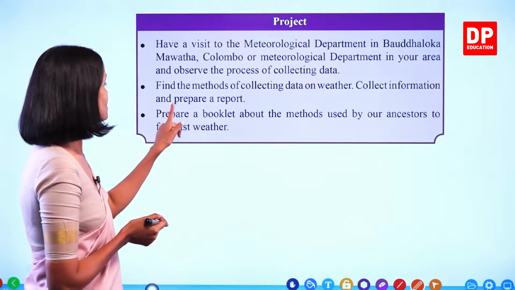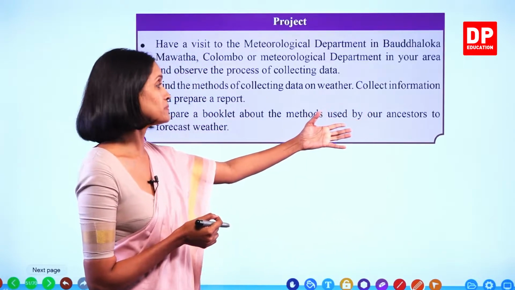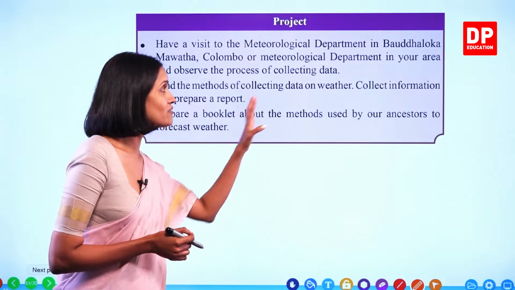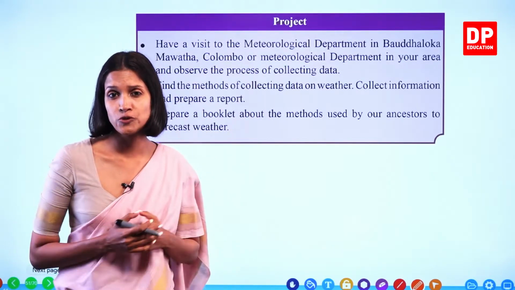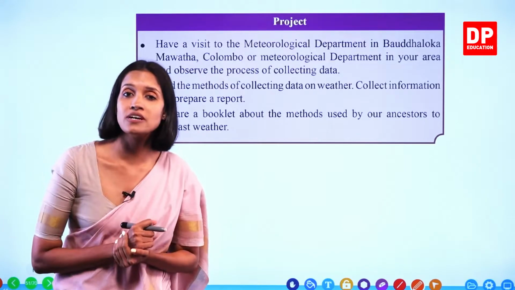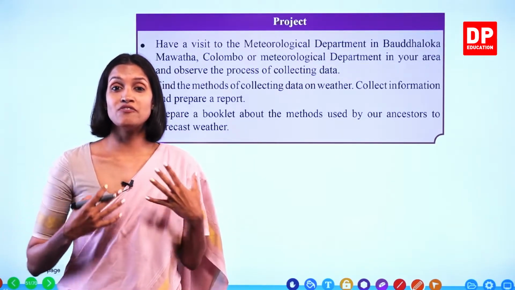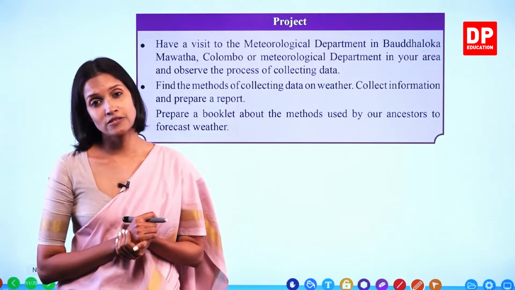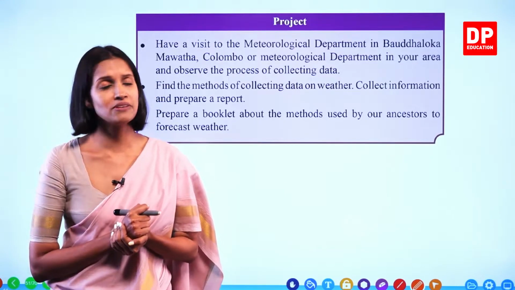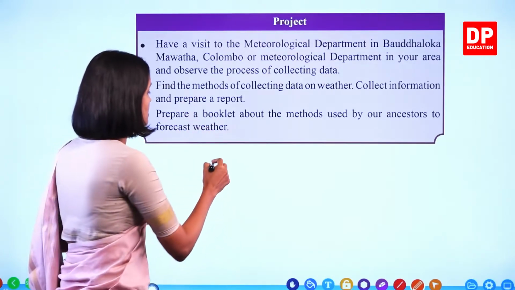Finally, prepare a booklet about the methods used by our ancestors, ancient people, to forecast weather. Very interesting, because they did not have any of those instruments we are using nowadays. How did they predict what the weather would be like? Most of the time, they used the behavior of animals, the way the animals behave just before it rains, likewise. Okay, children, most of the time they used the behavior of animals. We'll write that. So you have to find more information. So I'll give you a few tips, right?